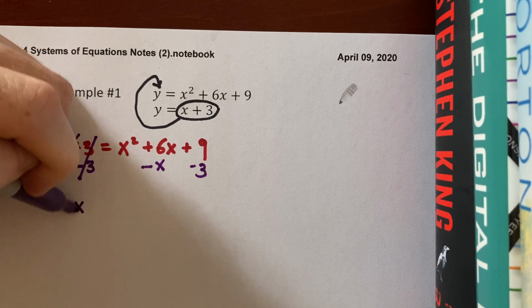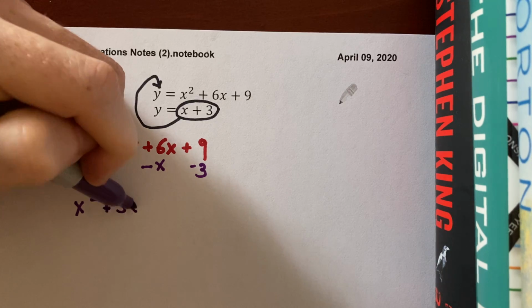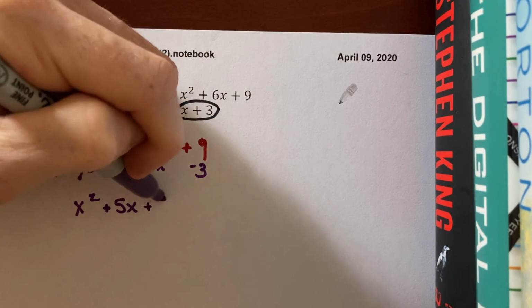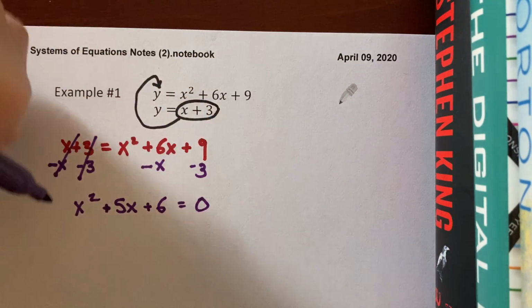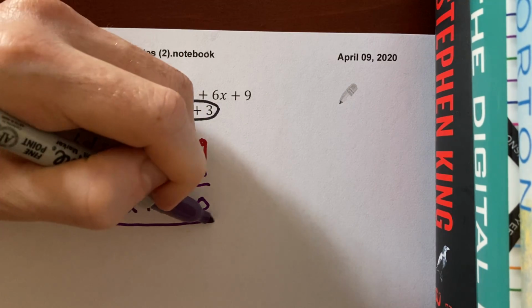X squared is going to stay as x squared. 6 minus 1 is a 5x. And then 9 minus 3 is a positive 6, right? We're setting that equal to 0. Everything is on the exact same side of the equal sign.